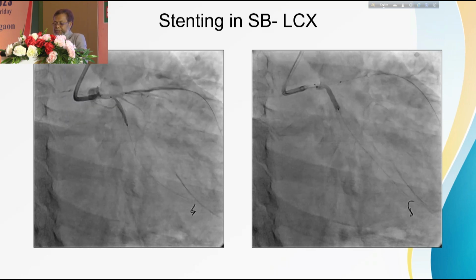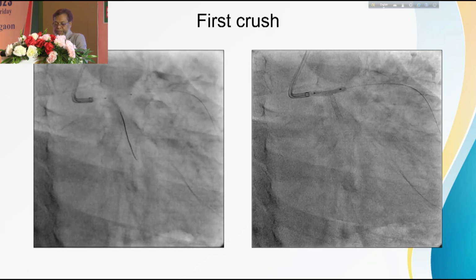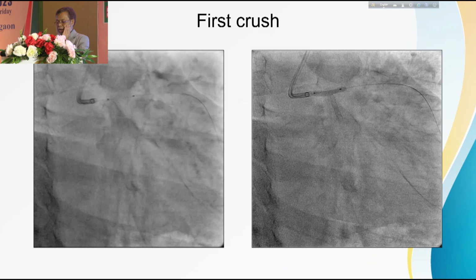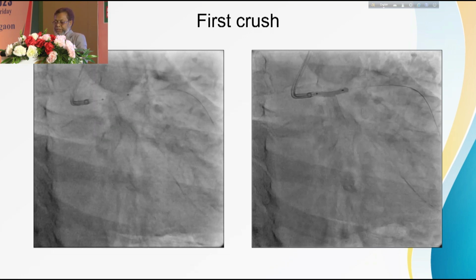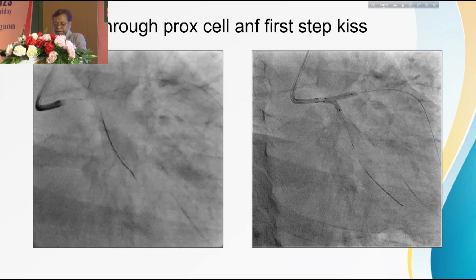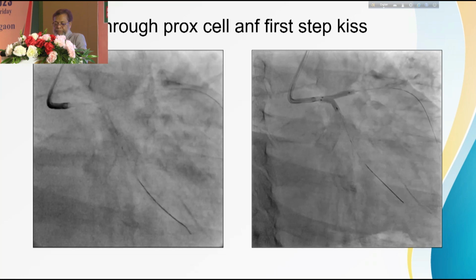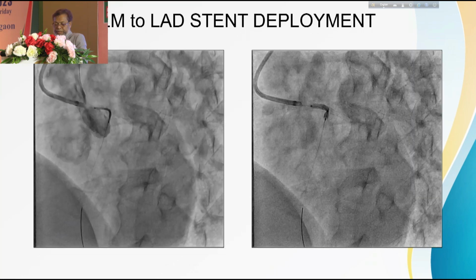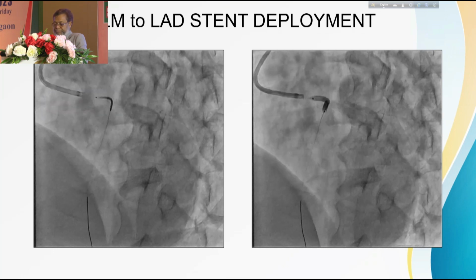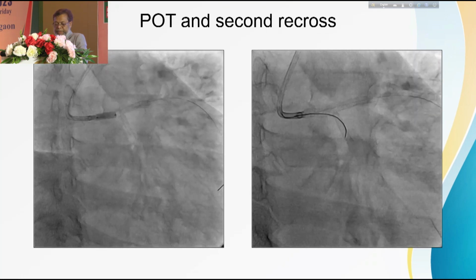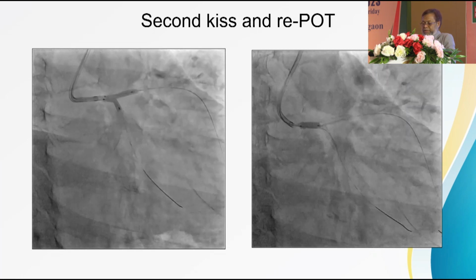Stenting the side branch of the LCX, keeping the balloon in the LAD, LM to LAD, and then withdrawing the wire and crushing the LCX stent. Then recross once again, then first kiss done, and after first kiss, deployment of the stent from LM to LAD, and POT is done, and recrossing the wire into the circumflex.